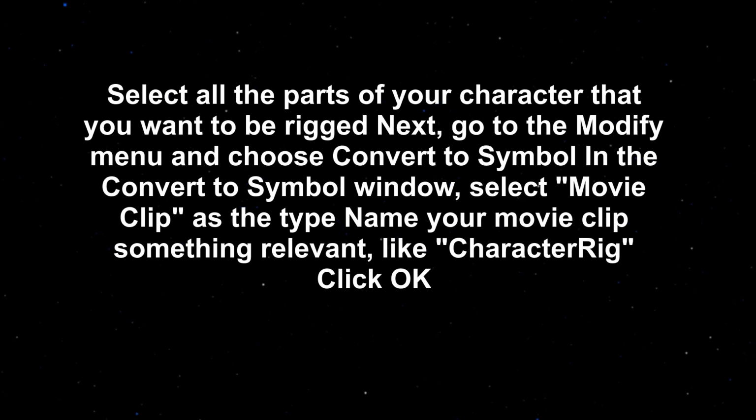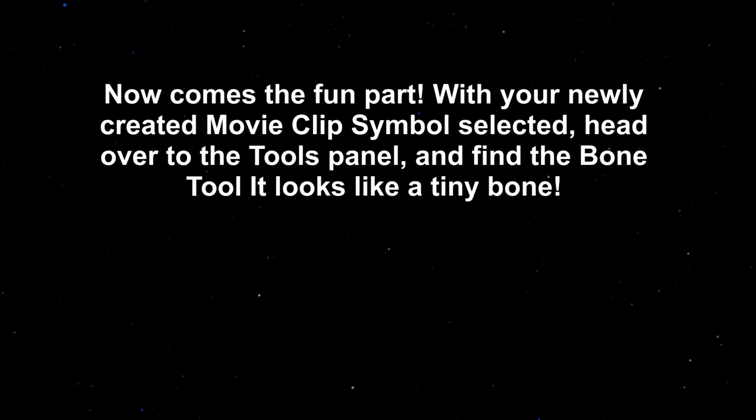Next, go to the Modify menu and choose Convert to Symbol. In the Convert to Symbol window, select Movie Clip as the type, name your movie clip something relevant, like character rig. Click OK. Now comes the fun part.